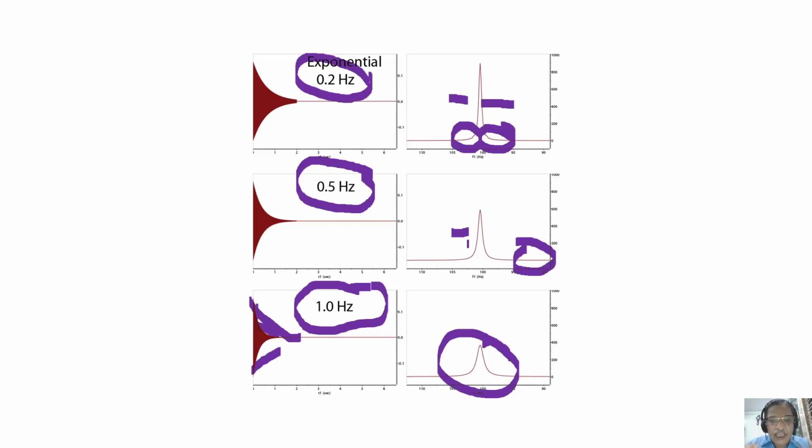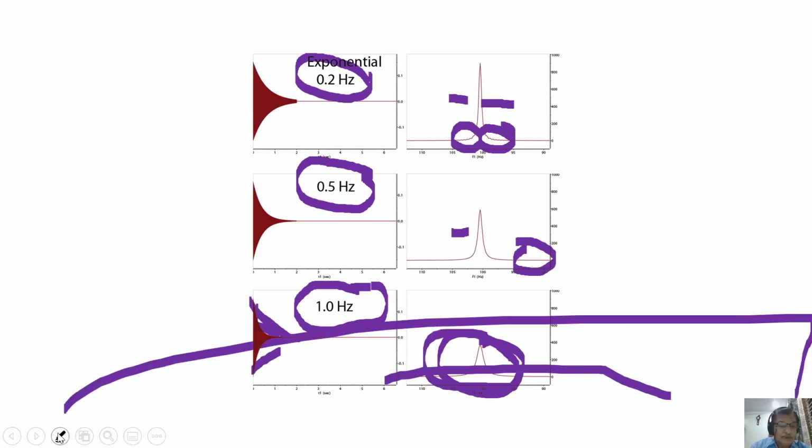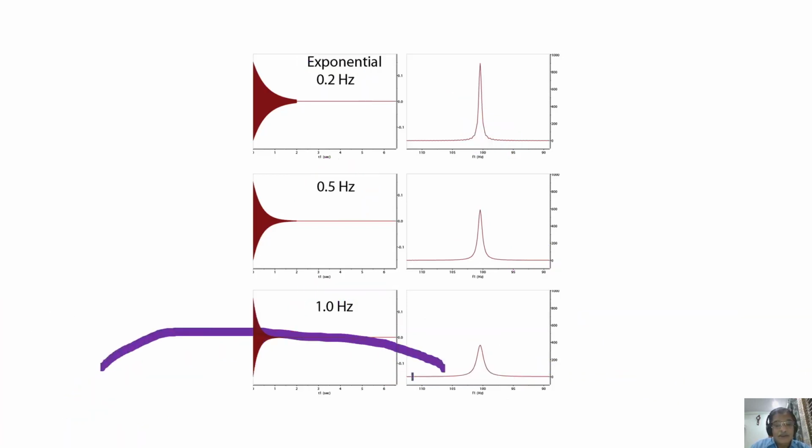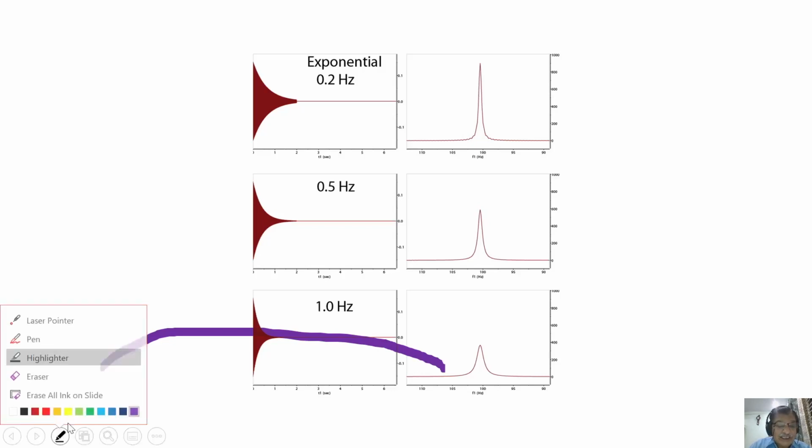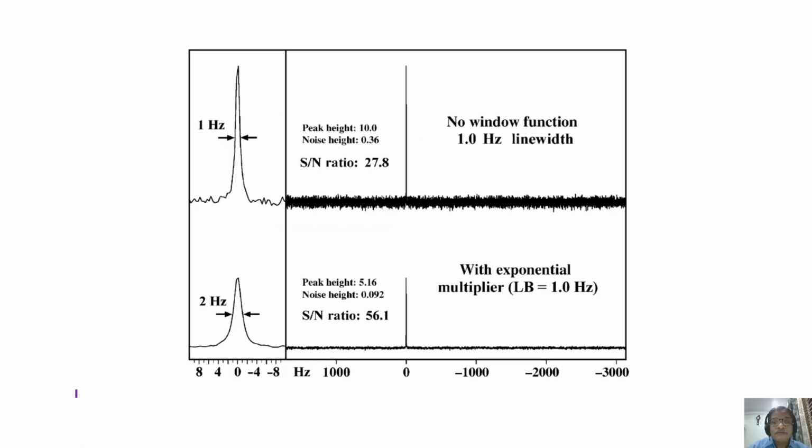You can use an exponential function as a window function, multiply the time domain by a certain value, and appropriately choose it so that you can reduce the noise content and increase the signal to noise ratio. At the same time, we should not enormously broaden all the peaks. Supposing I use 100 hertz instead of 1 hertz, you will not see the signal at all. You get a broad hump like this with 100 hertz line width. This width is 100 hertz. So you have to judiciously decide what you want.